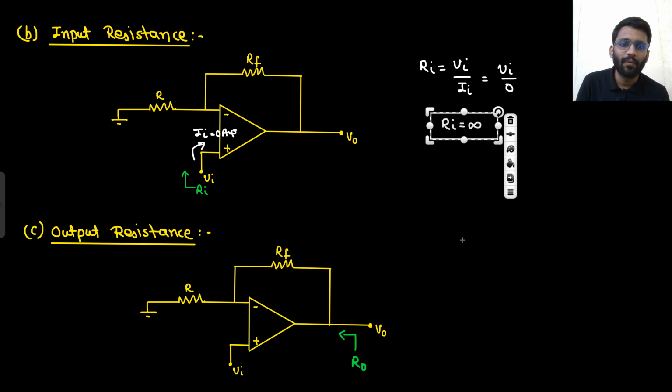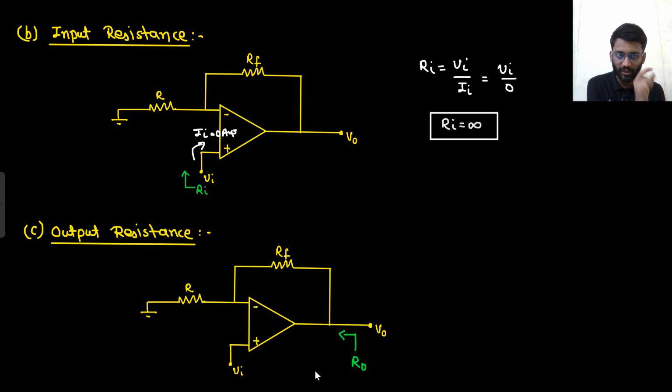Well and good. What about R naught? If you are calculating R naught, the output resistance, what will you do? You will nullify the effect of independent sources. That means input V in will be gone.